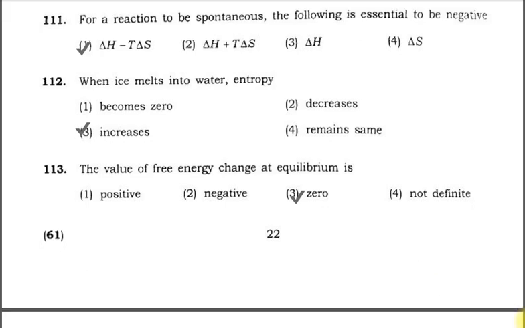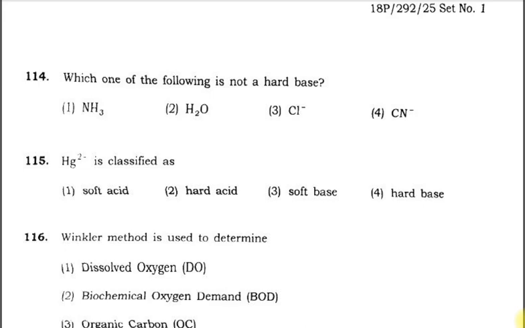Moving to the next question, which is question number 114. Which one of the following is not a hard base? Number 1 ammonia NH3, number 2 water H2O, number 3 chloride ion, number 4 cyanide ion. So the correct one is option number 4, which is the cyanide ion. A hard base is a Lewis base with a weakly polarizable electron donor center.